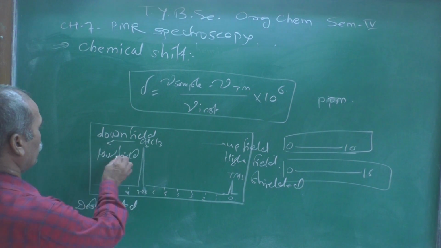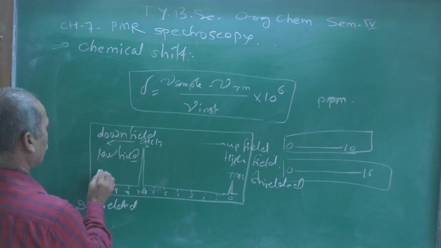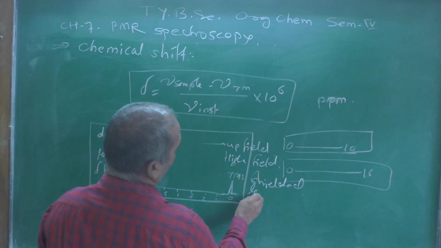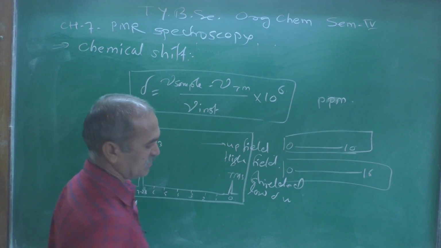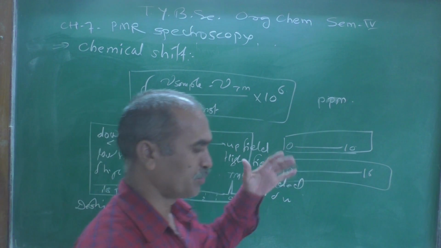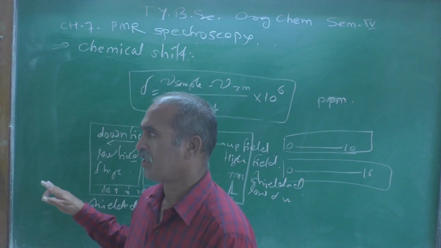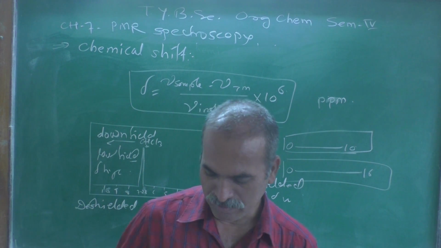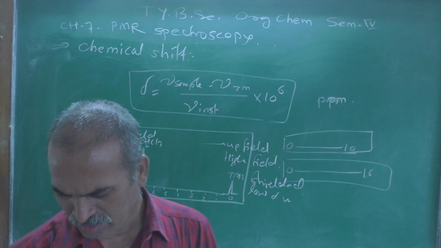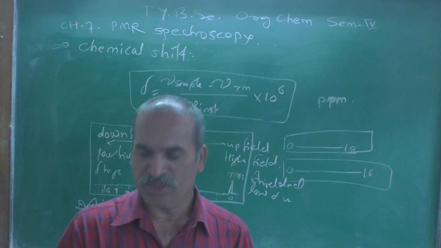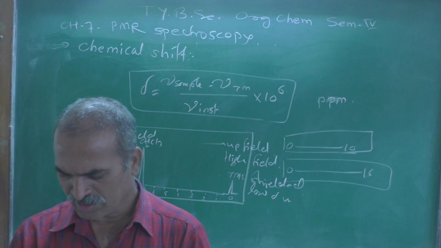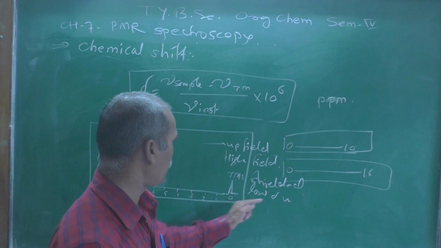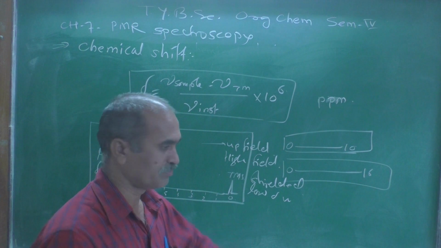Now, on the downfield side the delta value is high, and here there are low delta values. These are the terms you should remember while learning PMR spectroscopy. And thus, as shielding increases, the delta value decreases. Shielding increases on this side, so the delta value decreases.